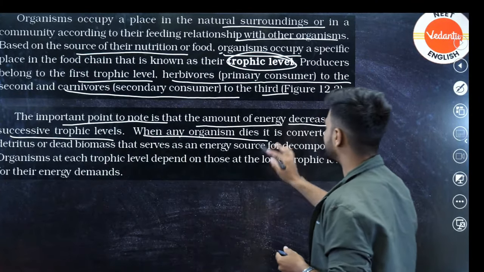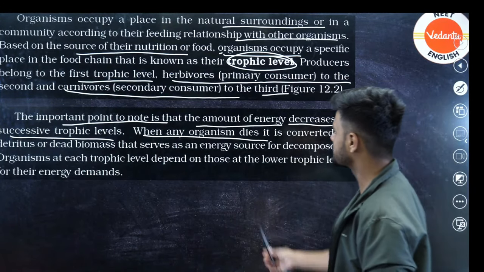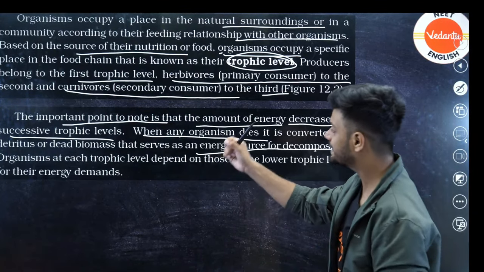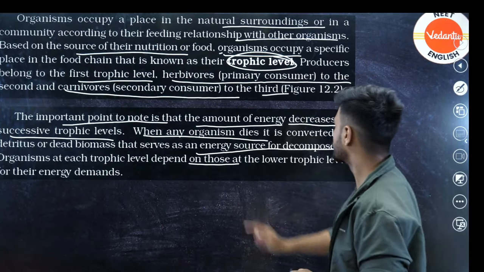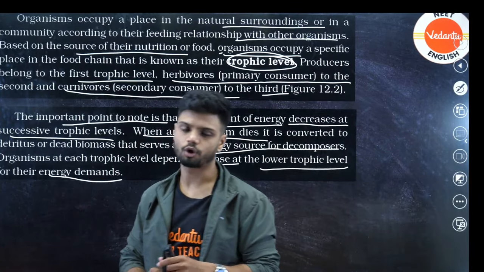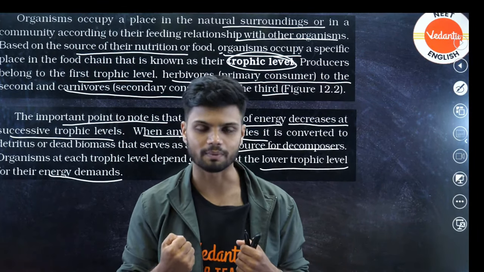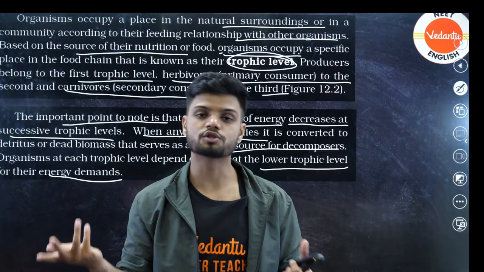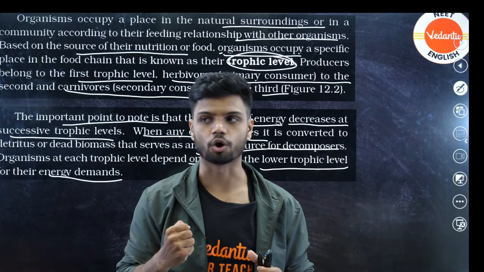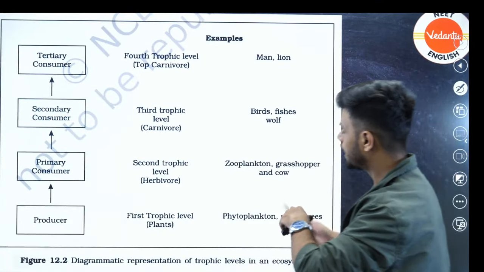When any organism dies, it is converted to the detritus or dead biomass that serves as the energy source for the decomposers. Organisms at each trophic level depend on those at the lower trophic level for their energy demands. For example, the lowest is your plants. The first trophic level is the plants, which we all depend on. Clear? Understand this paragraph now.